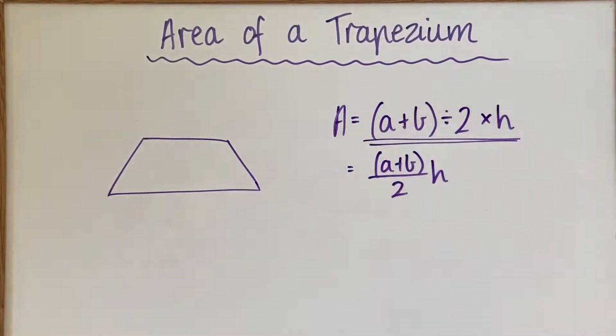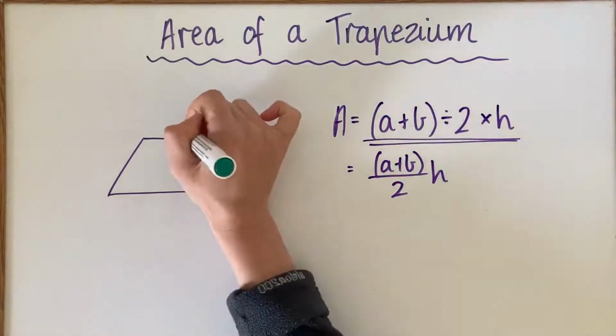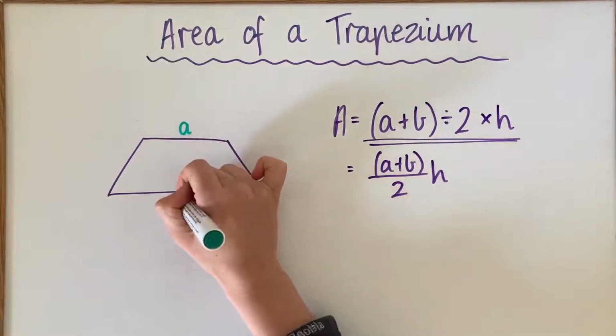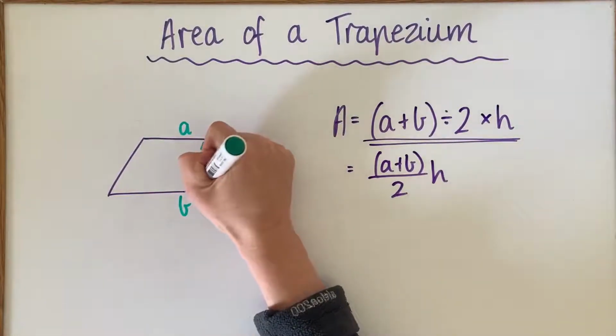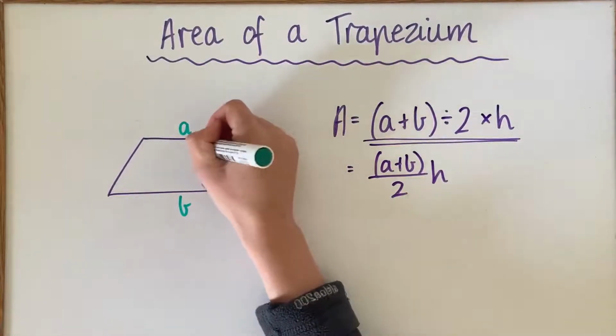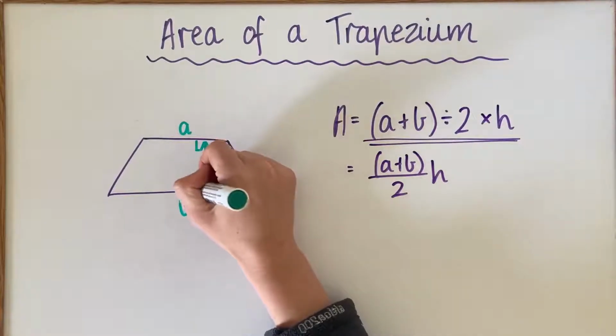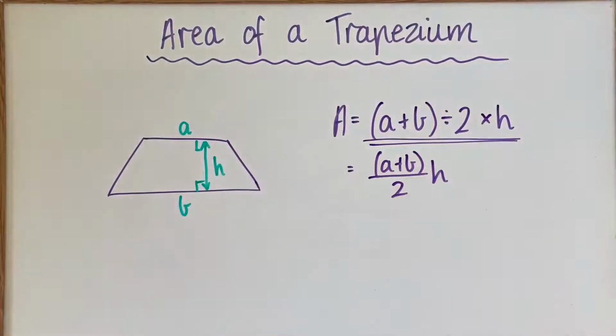Okay, so to understand what these different things mean, I interpret A as being the one above, B being the one below, and then the height being the measurement that's at right angles to both of those. Okay, it's at a right angle to the top and a right angle to the bottom.